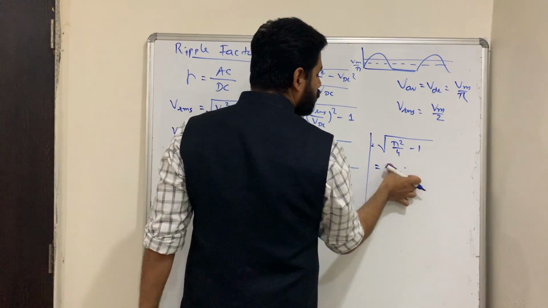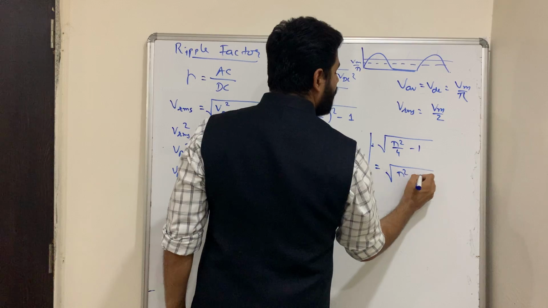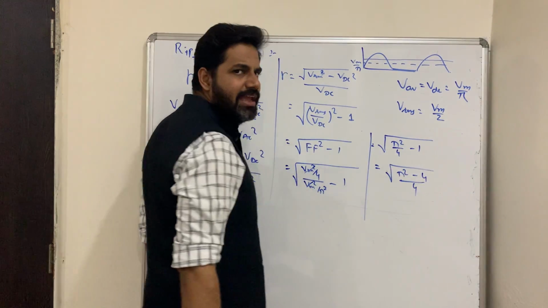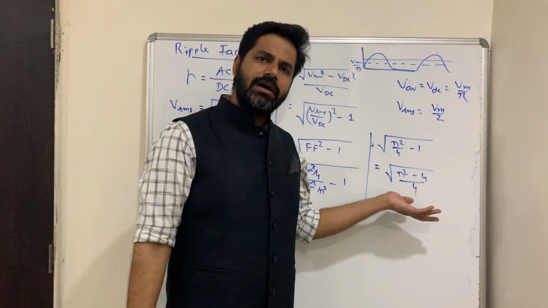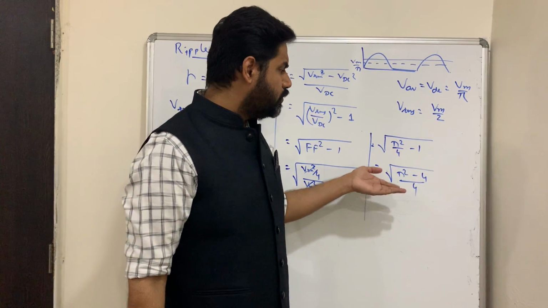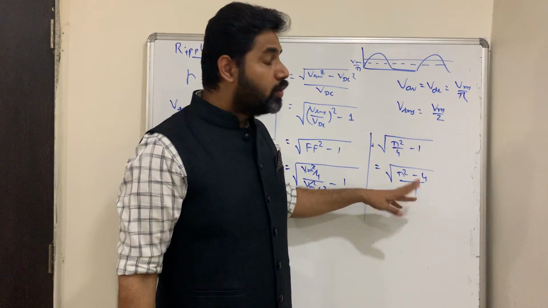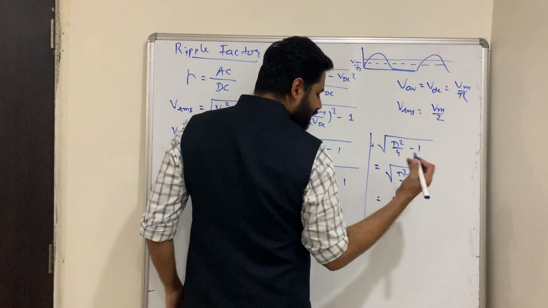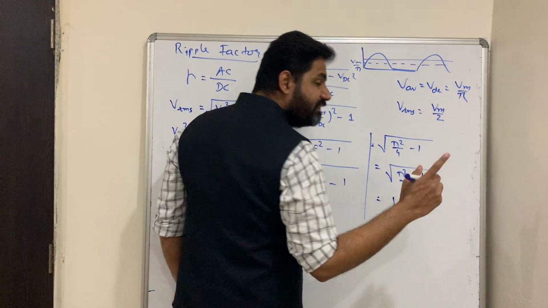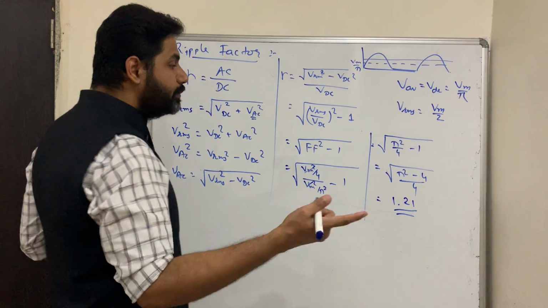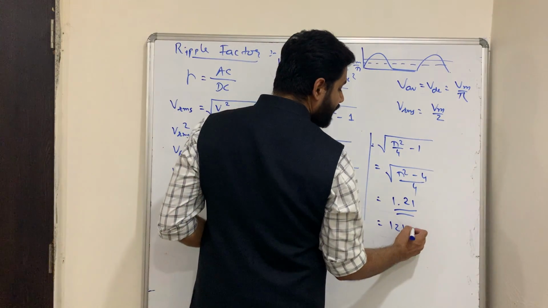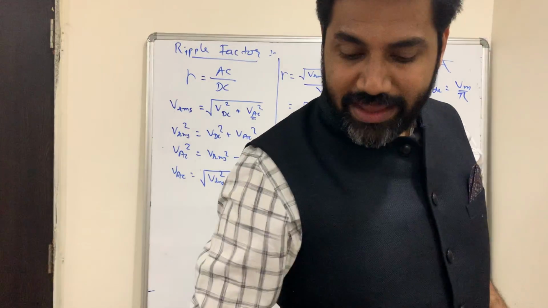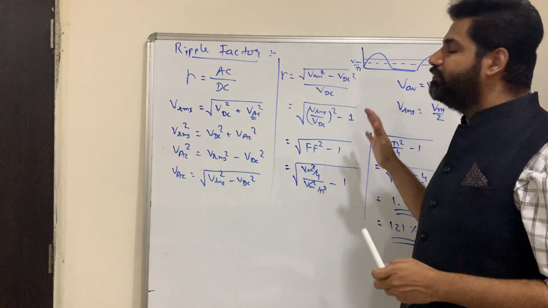You can calculate it: square root of pi square minus 4, divided by 4. Pi square is roughly 9, and 9 minus 4 is 5. So root 5 divided by 2, which is approximately, I mean, exactly 1.21. And if I want to show it in percentage, I will say that it is 121%, which is too much. So we have got the ripple factor for the half wave rectifier.